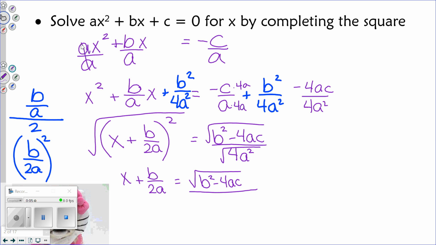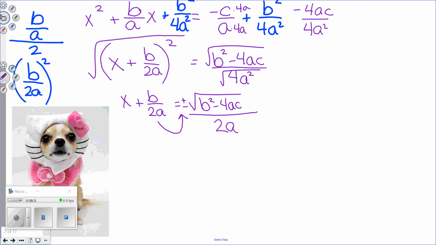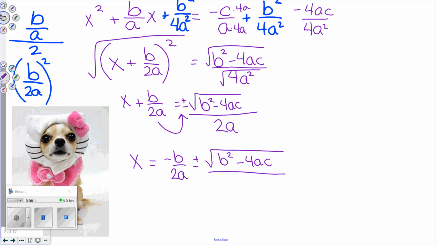Square root of 4a squared is 2a. And I know if I take the square root of something, plus or minus is attached. And then your last step is to move this over here. It's a plus right now, so it becomes negative. So negative b over 2a plus or minus square root b squared minus 4ac over 2a.